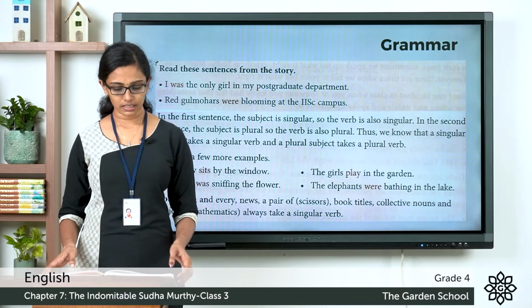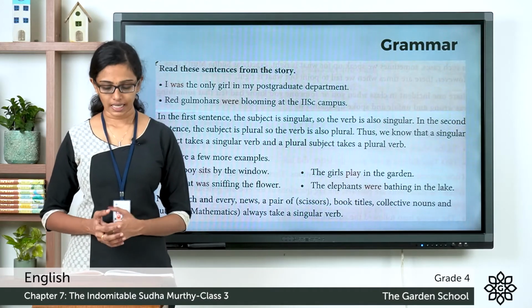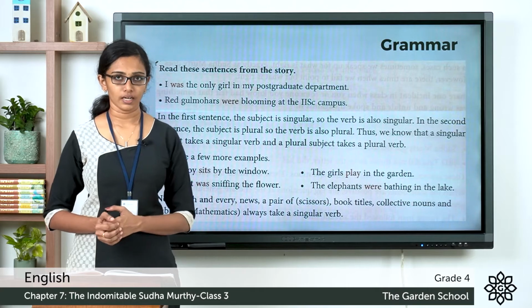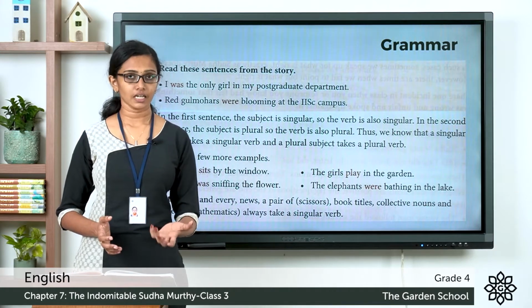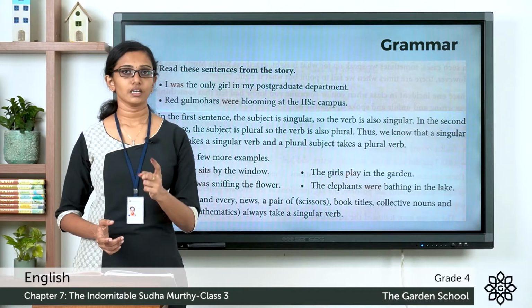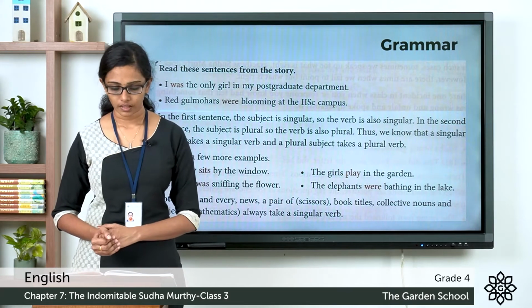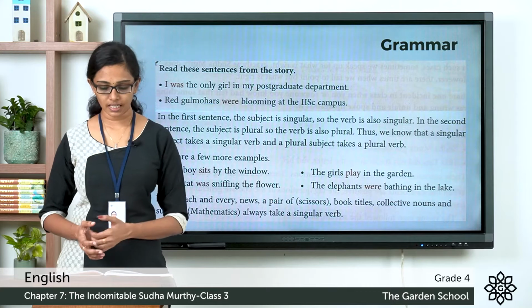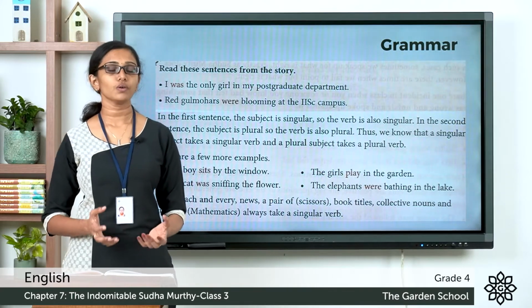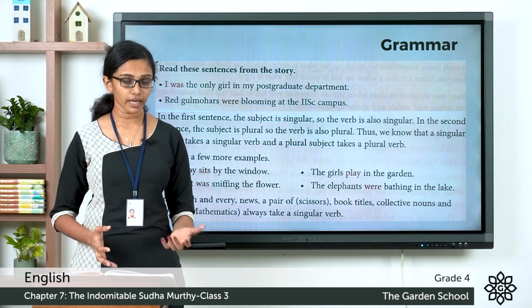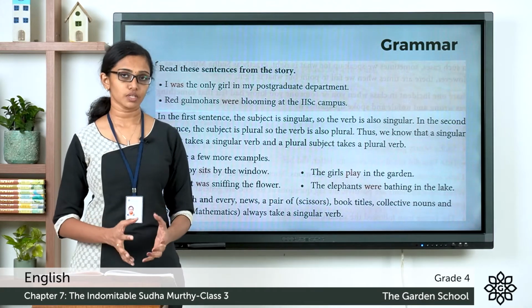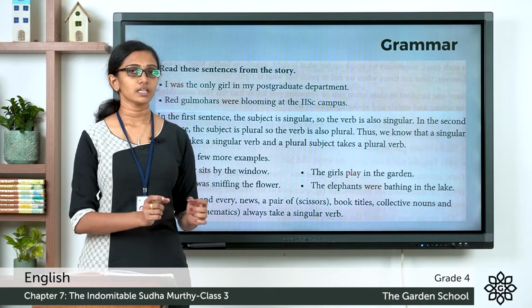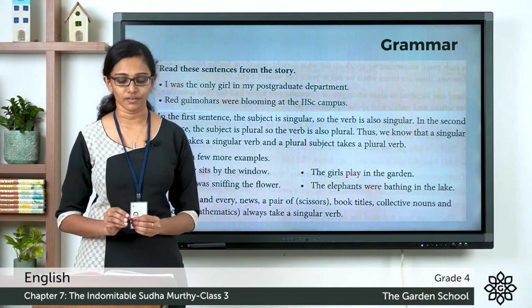And on the next page you can read a note. In the first sentence, the subject is singular. So which was the subject in the first sentence? The subject is girl, only girl. It's a singular subject. In the first sentence, the subject is singular, so the verb is also singular. So which is the verb there? Was is given in red and it is the verb there. And since the subject, the only girl, is singular, that verb is also in singular form.